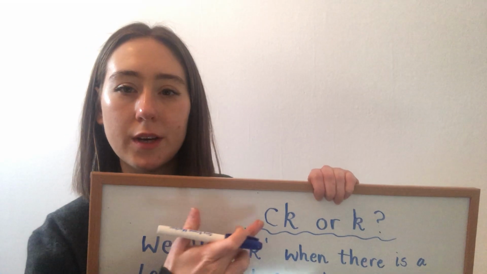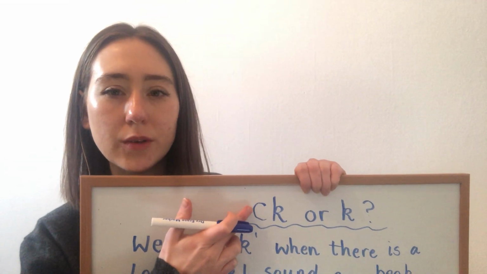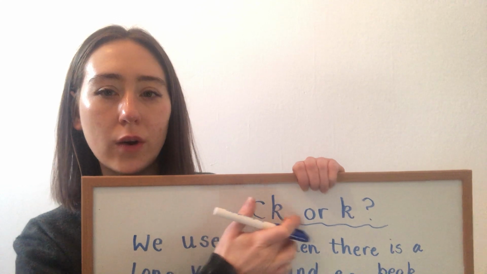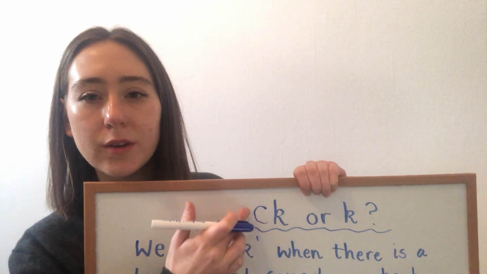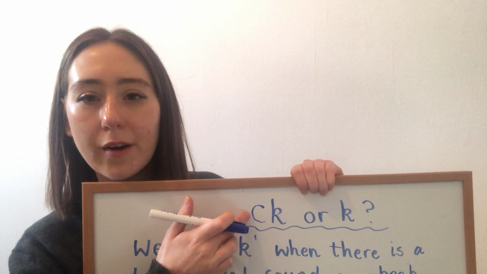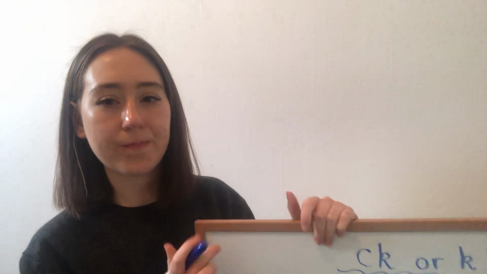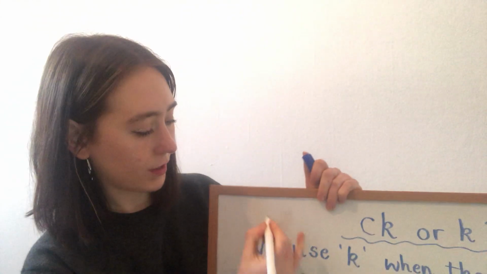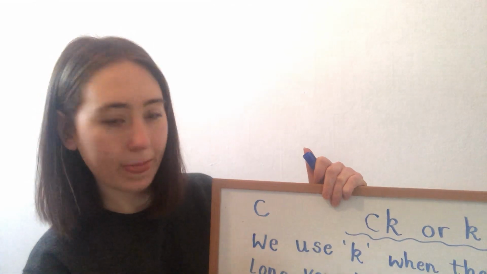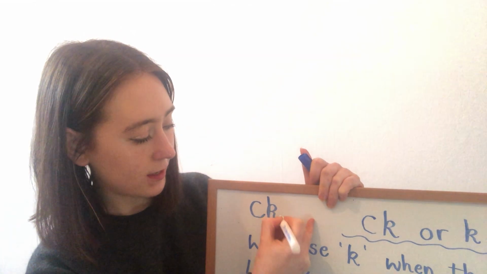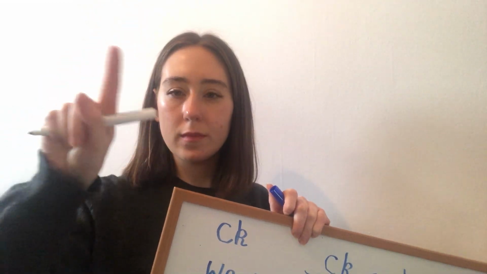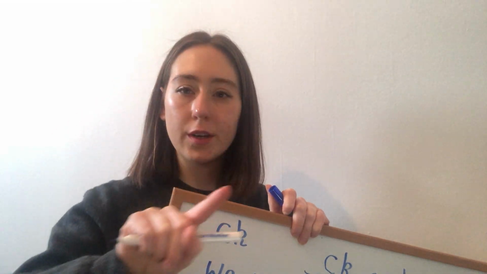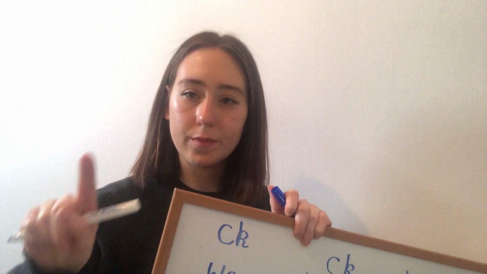So this is where it gets a little bit tricky because we've got our k sound, but we need to know when we use ck or k on its own. But first of all, let's practice our formation of our digraph ck. So we know that it starts with a curly c followed by a kicking k. So let's do that in the air together. Ck, ck, ck.